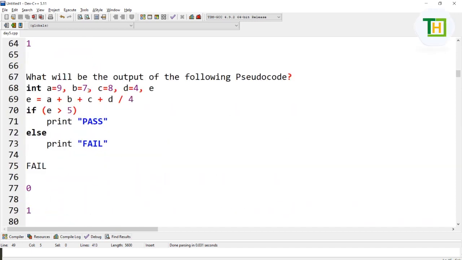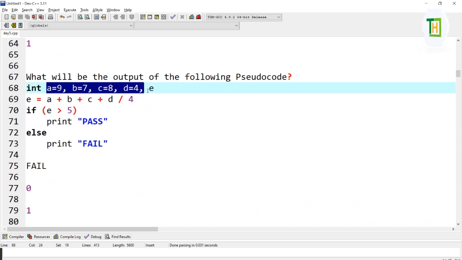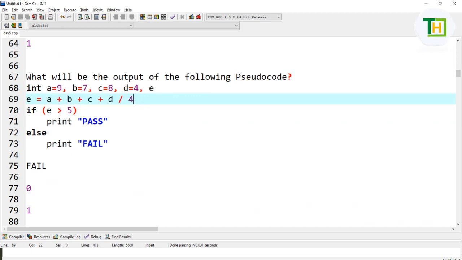Now the next one: the A value is 9, B value is 7, C value is 8, D value is 4, and E is an empty one. And we are going to work this one. First of all, by precedence, we have to do this one. 4 by 4 becomes 1. And 9 plus 7 is equal to 16.